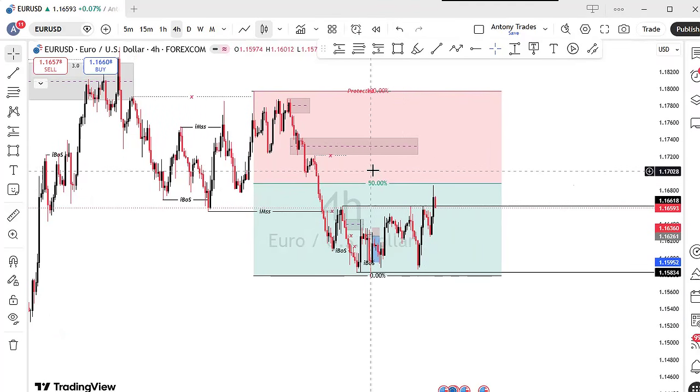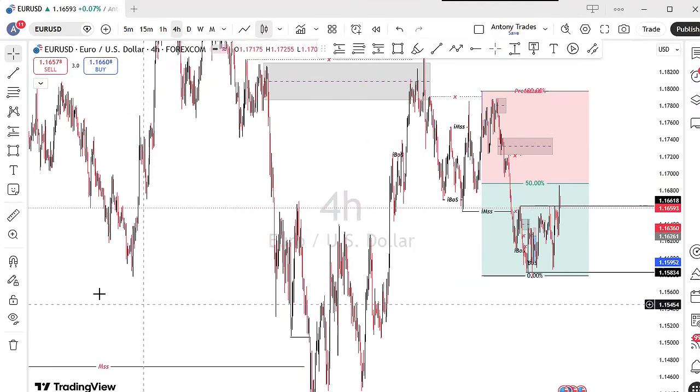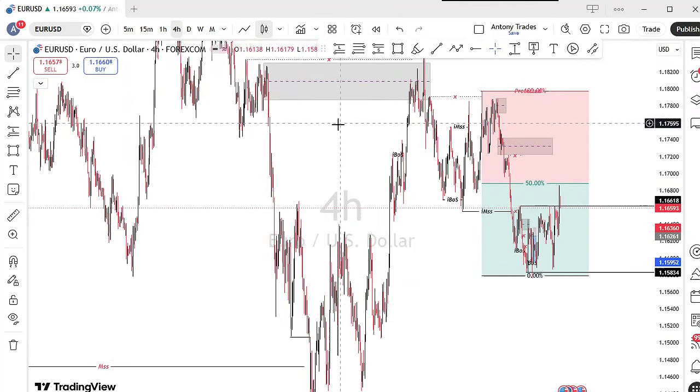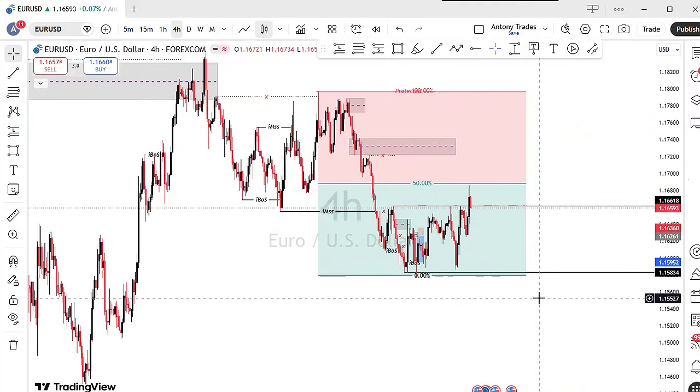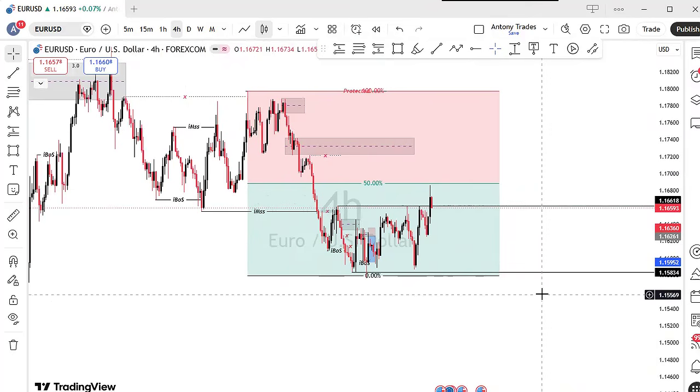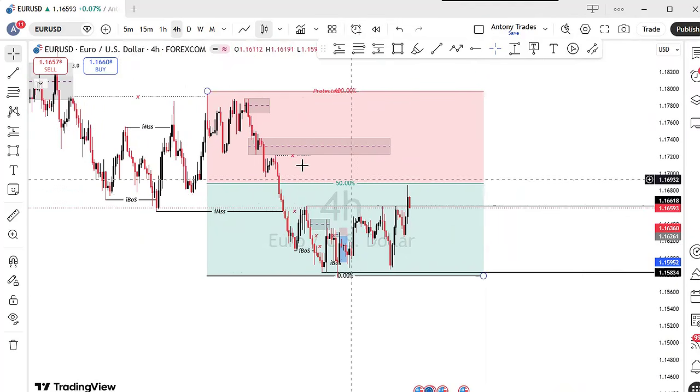So what do you expect? I expect the market to come to the premium as usual, the way we have done it from the daily time frame. So what do you expect? You expect the market to come to the premium, react from the premium, and then we continue selling to the downside. Okay. So what are my points of interest at the premium?